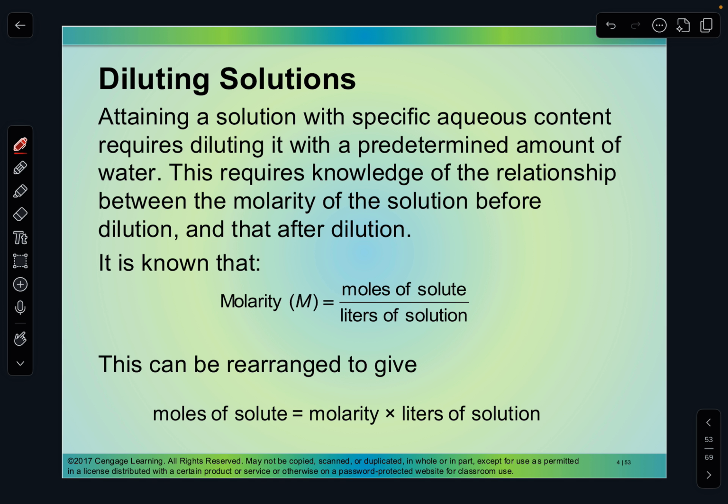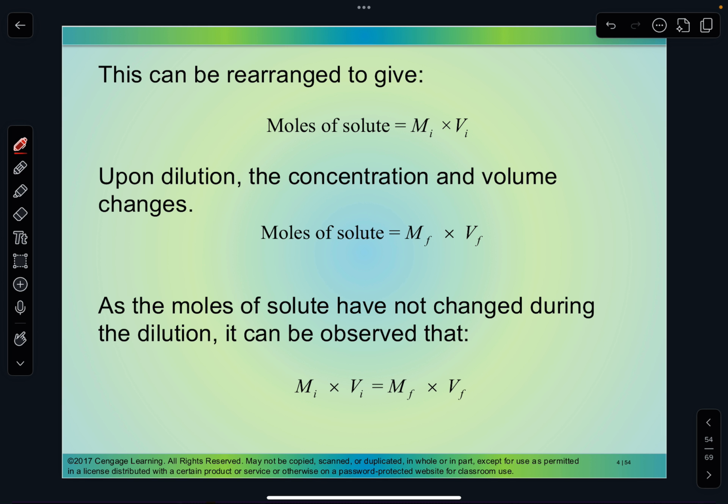So we will be able to determine the amount of moles of something by multiplying the molarity, whatever this big M is, by how much of it there is. So whatever the molarity is times the liters of solution, this is how you're going to get the moles of the solute out. And so we can rearrange this like this. Moles of solute is going to equal the molarity times the volume. Upon dilution, the moles of solute is not going to change.